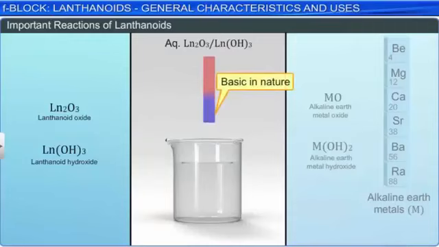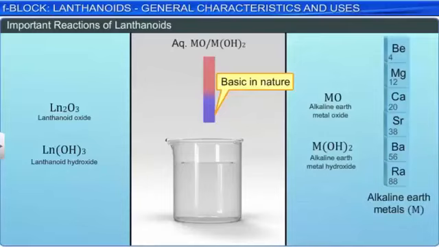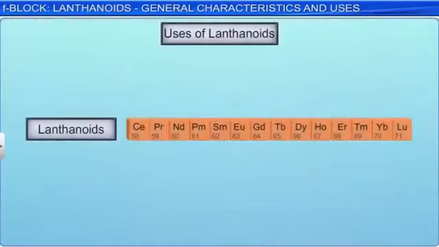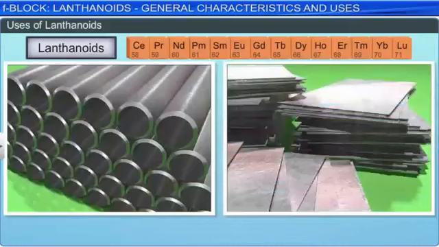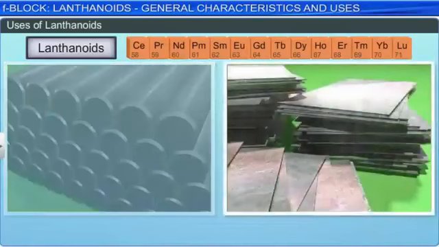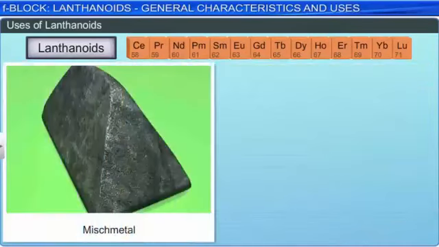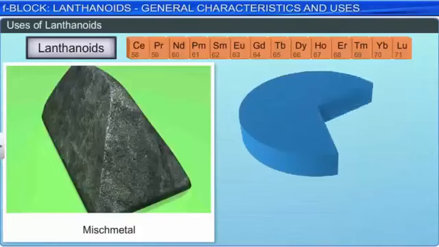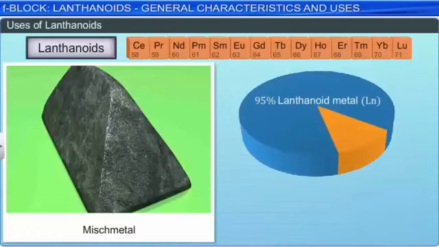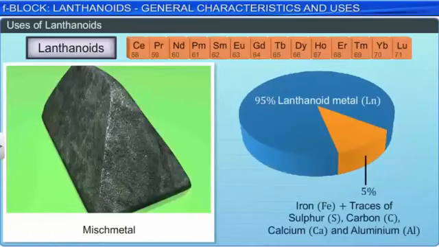Let us now look at the uses of lanthanoids. Lanthanoids are widely used for the production of alloy steels for pipes and plates. A well-known alloy, mish metal, which consists of 95% of a lanthanoid metal, 5% of iron and traces of sulfur, carbon, calcium and aluminium, is used in a magnesium-based alloy to produce bullets, shells and lighter flint.